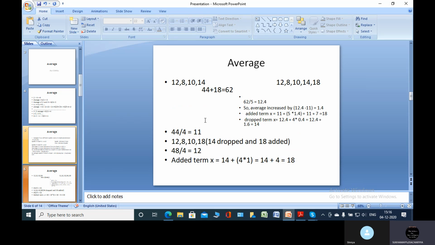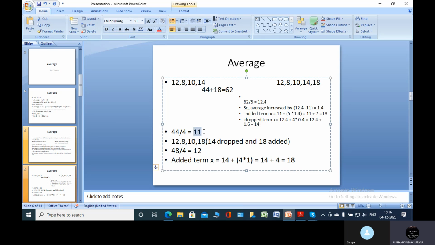Now here are some other cases of how the average changes when we add some term in a series or in a group of numbers, or when we drop some terms from a series or a group of numbers. So here there are four numbers: 12, 8, 10 and 14. So what is the average? The summation of those is 44, and the number of terms is 4. So the average is 11.